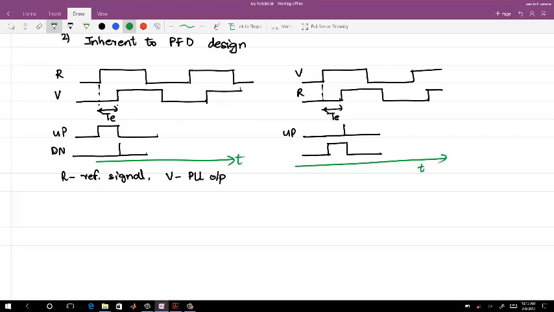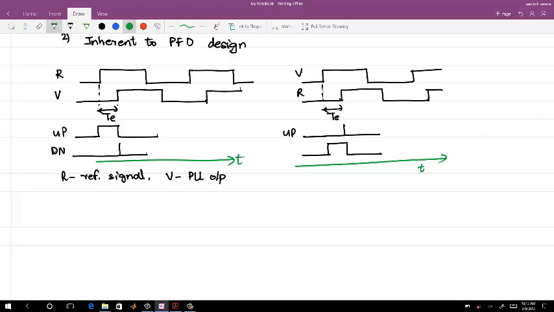Will the up signal change or remain the same? And in the second case, where V is leading R, will your down signal change or remain the same? At a given instant, the time error is the same for both cases. One is positive, the other is negative, right? If the system were linear, you would have the same positive or negative output of the PFD correcting the VCO. So what do you think?